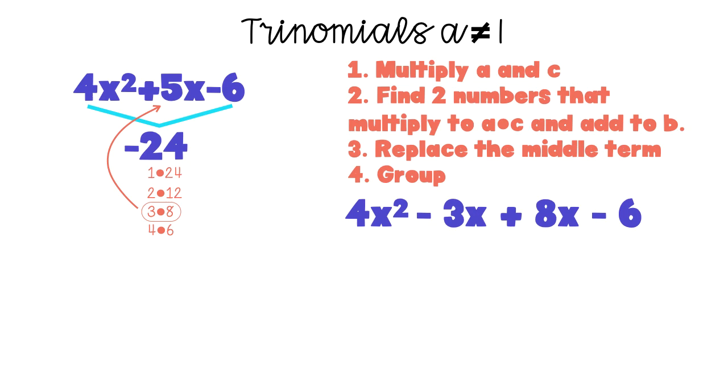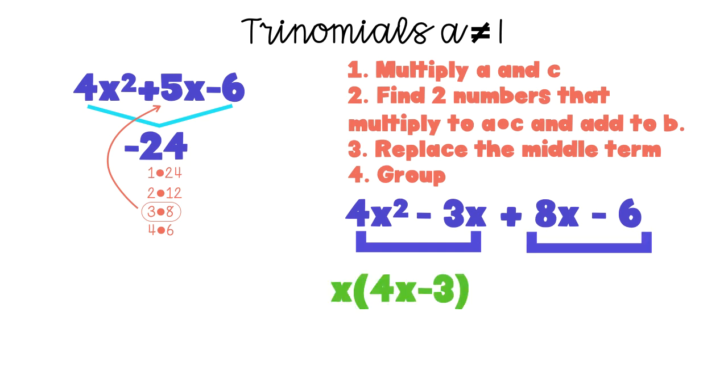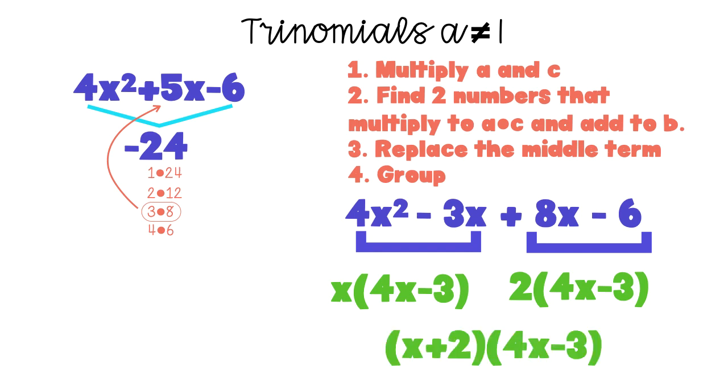Now I have 4 terms. At this point, I can now group. I'll take a GCF of the first two, and I'll take a GCF out of the second two. Combine my outsiders, bring down one set of parentheses. This is my final answer.